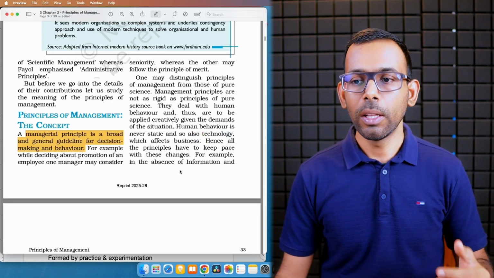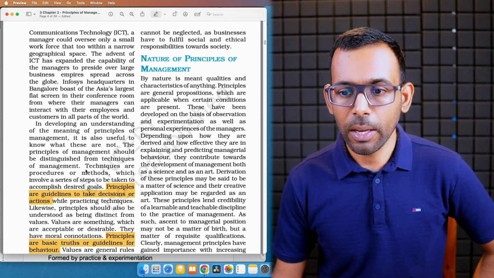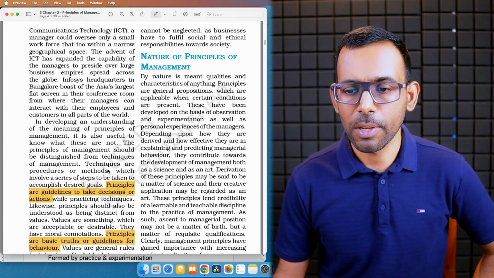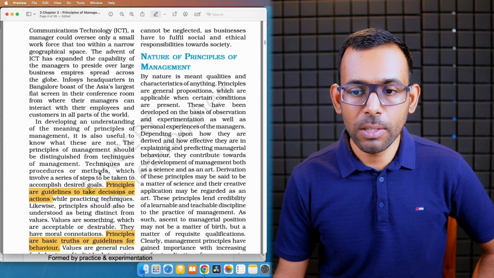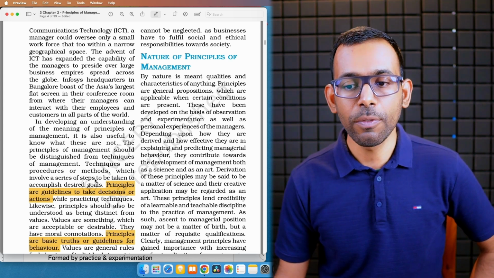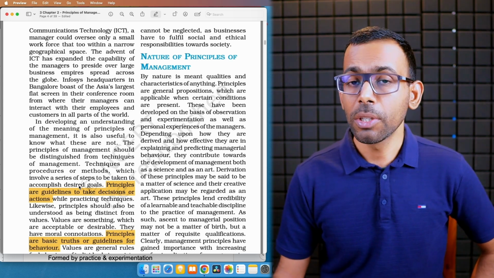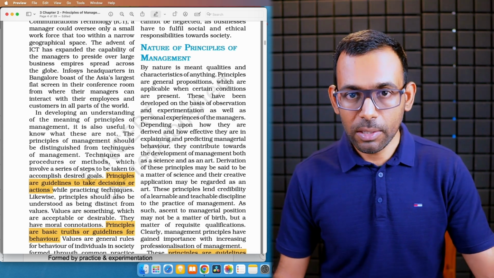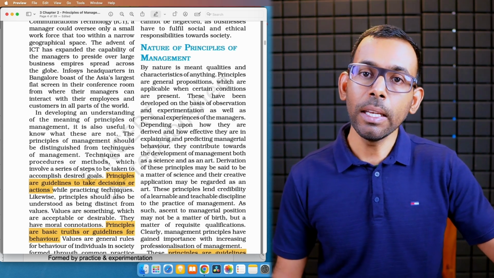I will show you the place where in your study material the difference between techniques and principles are given. Techniques are procedures or methods which involve a series of steps to be taken to accomplish desired goals. You can also have it this way. Techniques are principles in action.